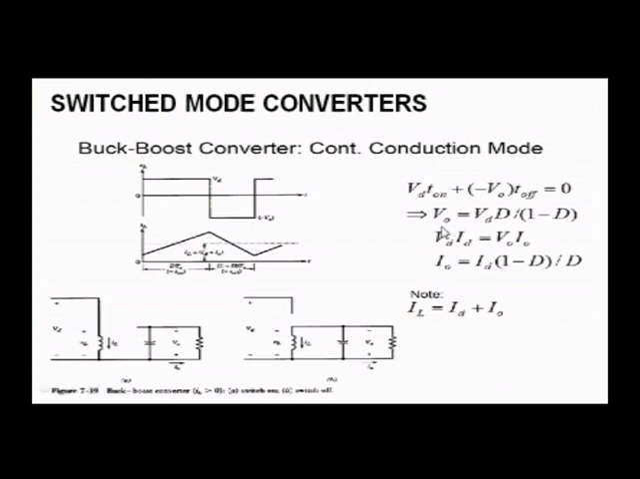The V0 value is given: V0 is the input voltage into the ratio of D divided by 1 minus D, and this will always lead to a negative value. So that is why the output voltage is always a negative value. So that is about the buck boost converter.